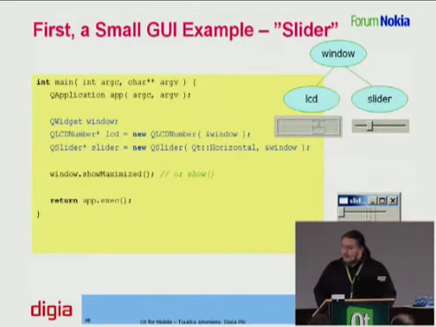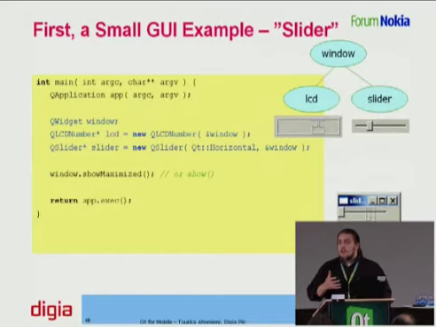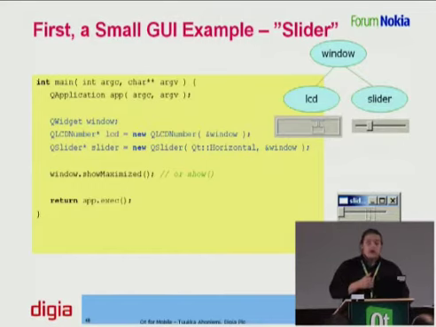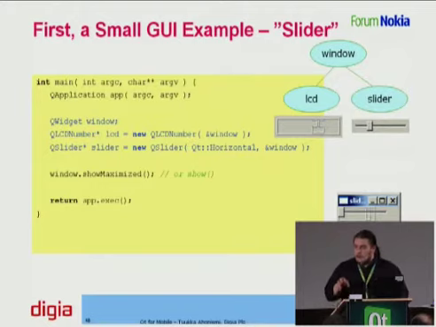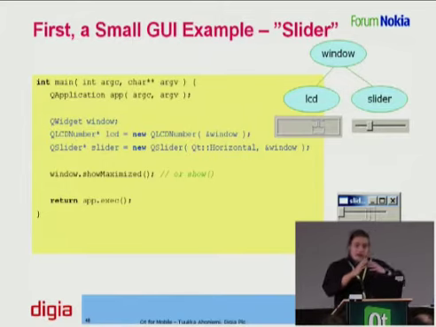Okay, last thing I need to do before I enter the event loop is to have my main widget, the actual window, shown. Here I will call show maximized, because in mobile devices, if you just call show, it will open on top of the application menu, and you would probably want to reserve the full screen.